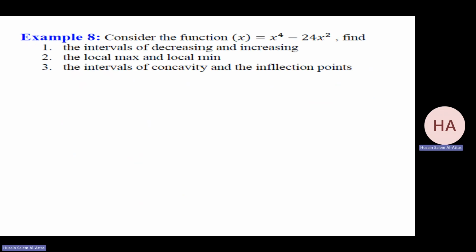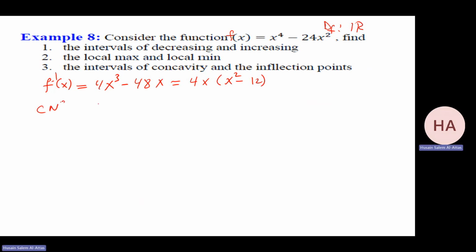Because the function, find the interval of decreasing, increasing, local maximum, everything. Okay. So that's a little bit lengthy. Let us do it. I have f prime, the domain is real numbers. So I have f prime. F prime will be what? 4x cubed minus 48x. I can take 4x as a common factor, actually. I have x squared minus 12.